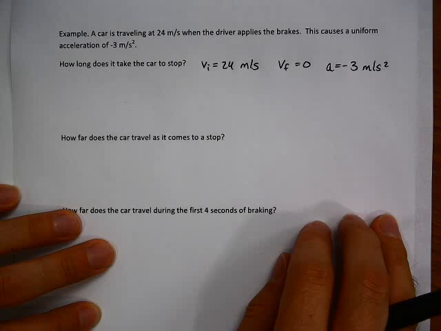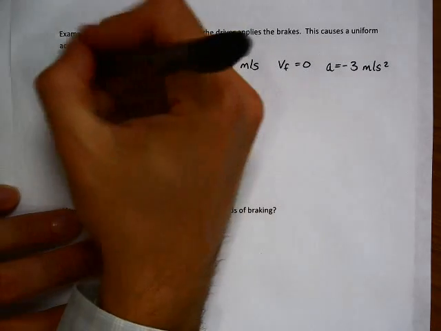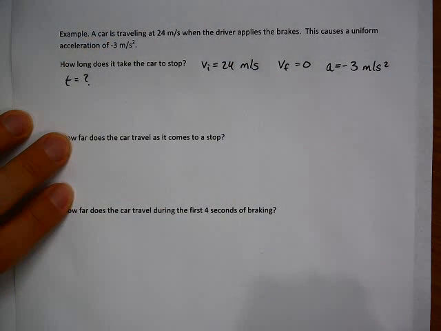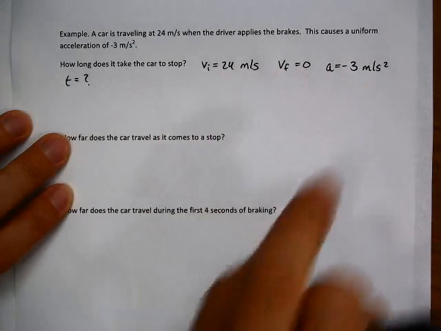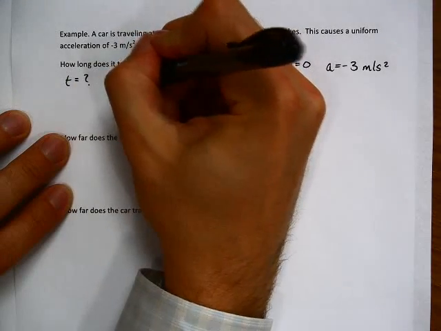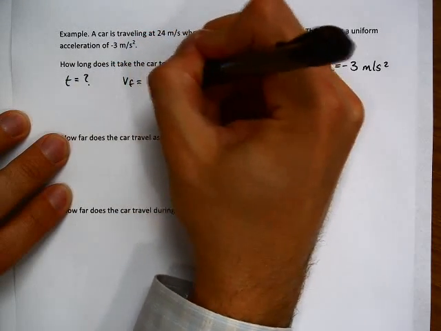We are solving for the time. Sometimes that's indicated by time equals question mark. And we need an equation. It's got to be an equation that has these other 3 variables and has t. And that would be VF equals VI plus AT.